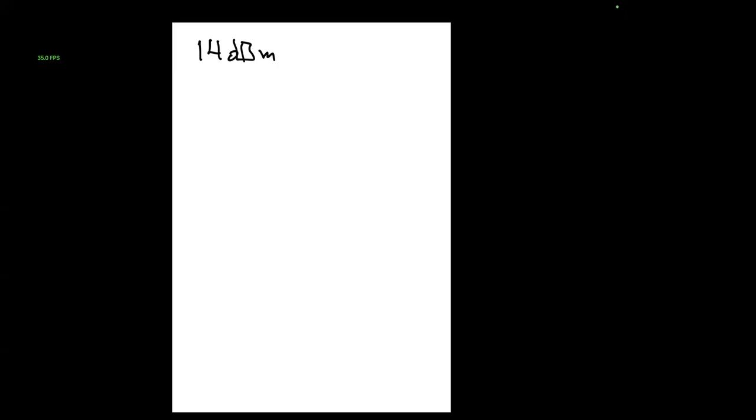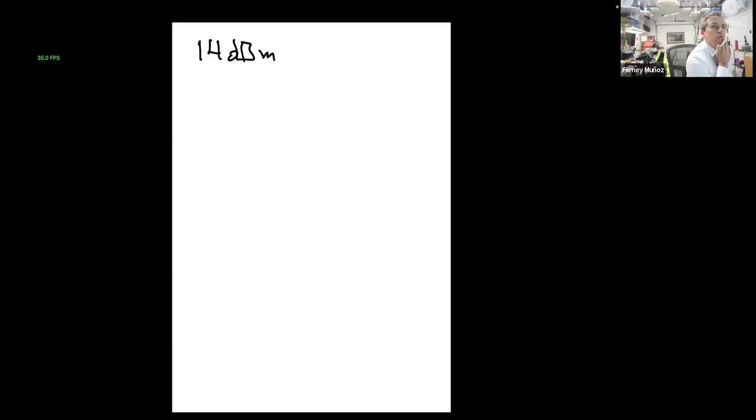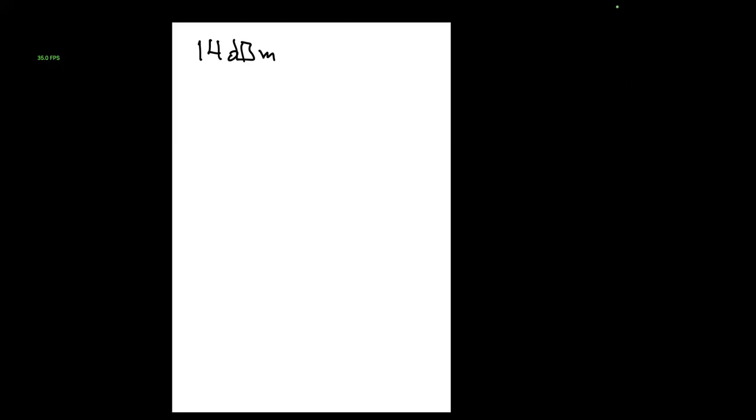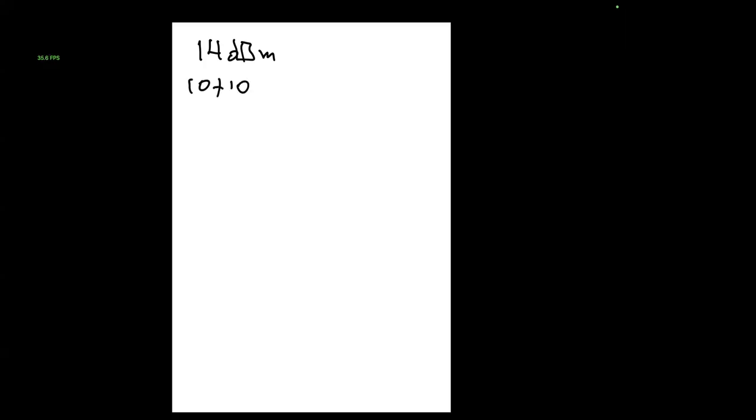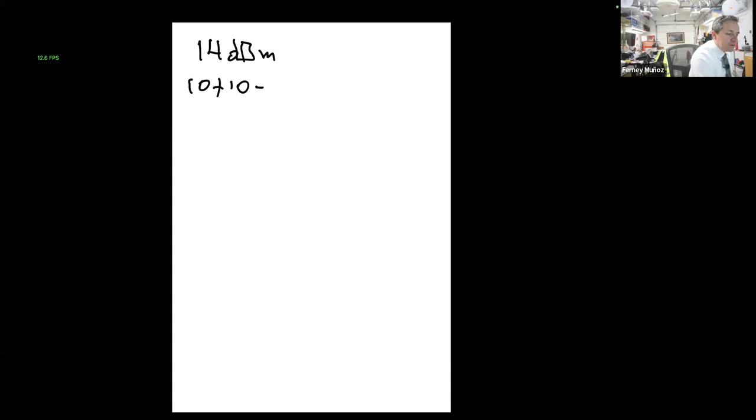Who wants to take on this one? How do you get to, very easy, 14 dBm? 20 minus 3 minus 3. How do I get to 20? I don't have 20s. I only have plus, minus, tens, and threes. 10 plus 10, you're going too fast. So 10 plus 10, that's 20. Then minus 3, 17, minus 3, 14.